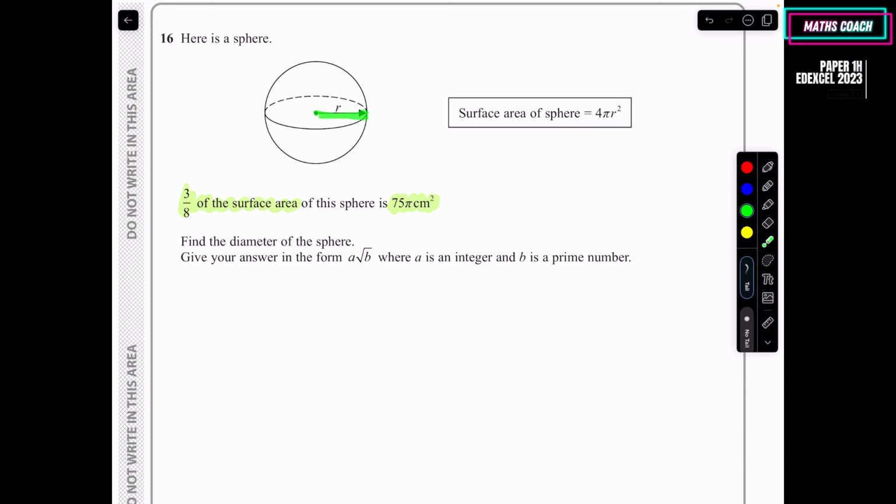So here's the radius. The diameter is obviously 2 times the radius, so all of that. That's what we're looking for. Give your answer in the form a root b, where a is an integer and b is a prime number. So we're dealing with surds at some points. All right, where do we begin?